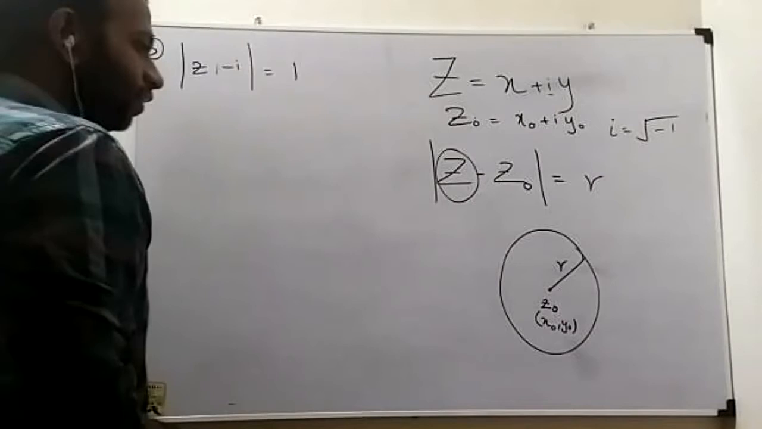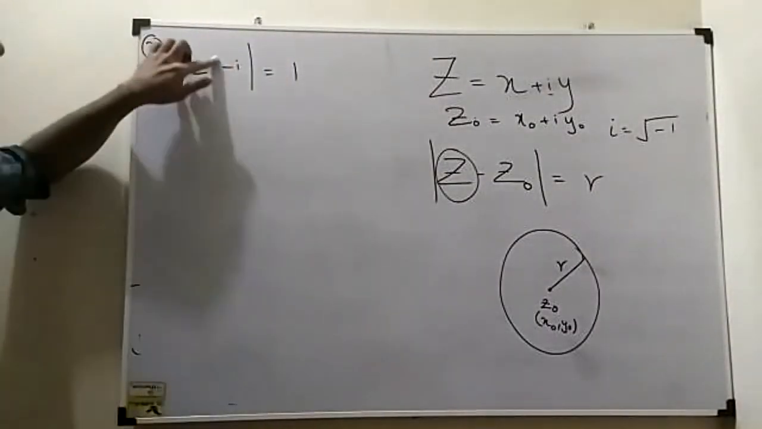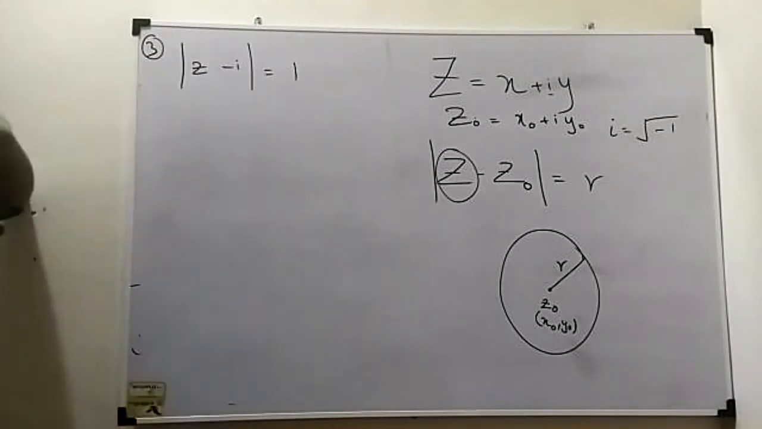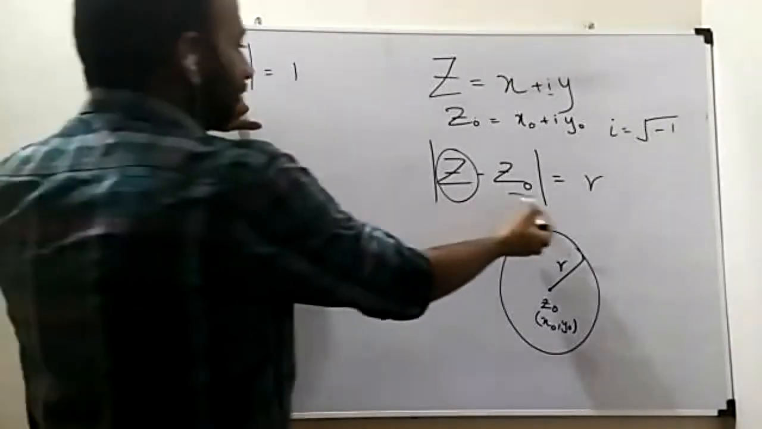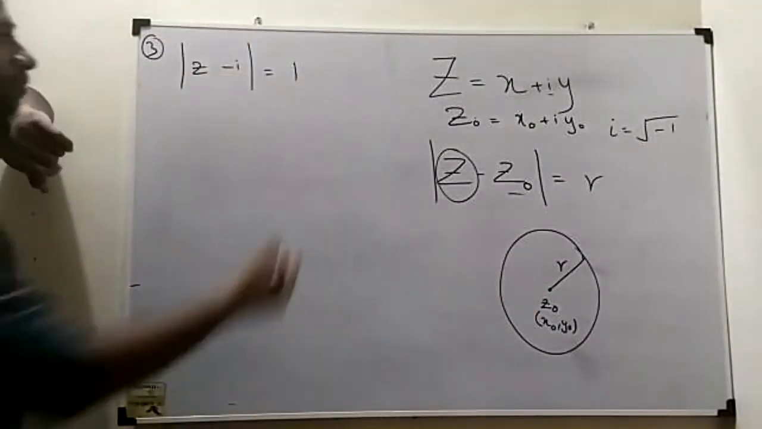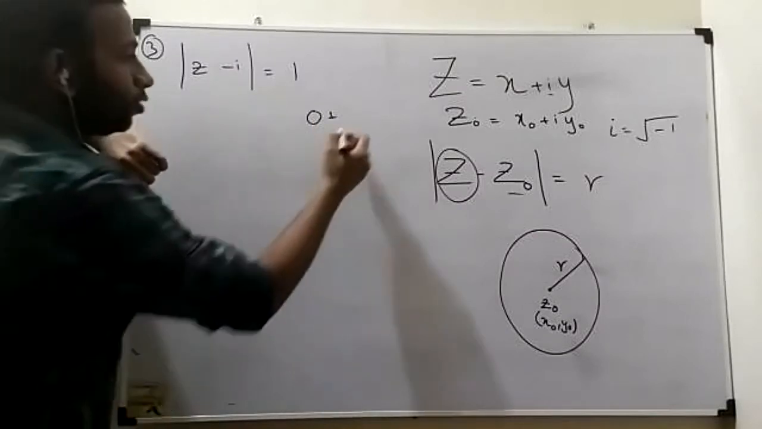Right? So that's basically the theorem. So can we apply the same thing here? |z - i| = 1. So this represents z minus z naught, right? This represents a complex number. We can say 0, they haven't got an x term, so it's 0 plus i1, right?